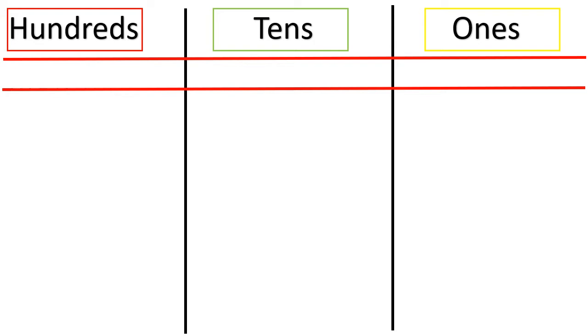This is our place value mat, and we use it to add our numbers or to break apart our numbers and identify which ones are our ones, our tens, and our hundreds.